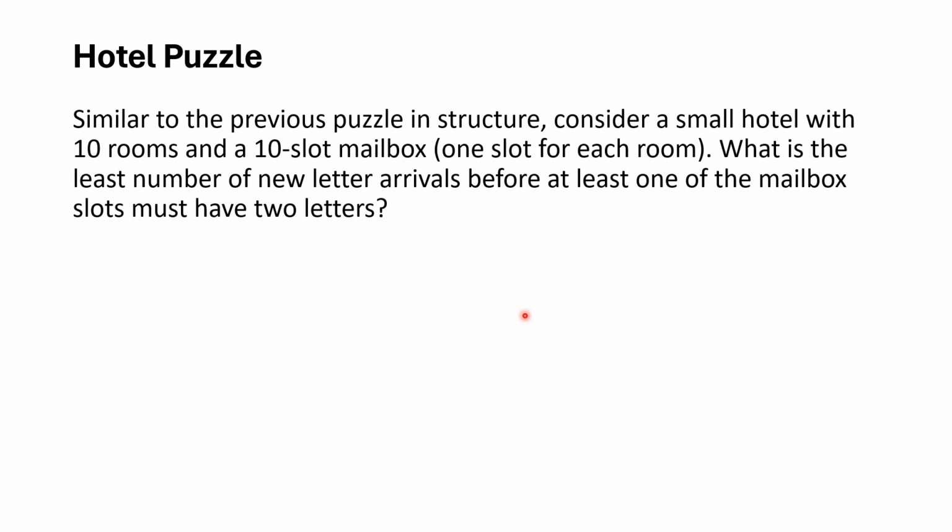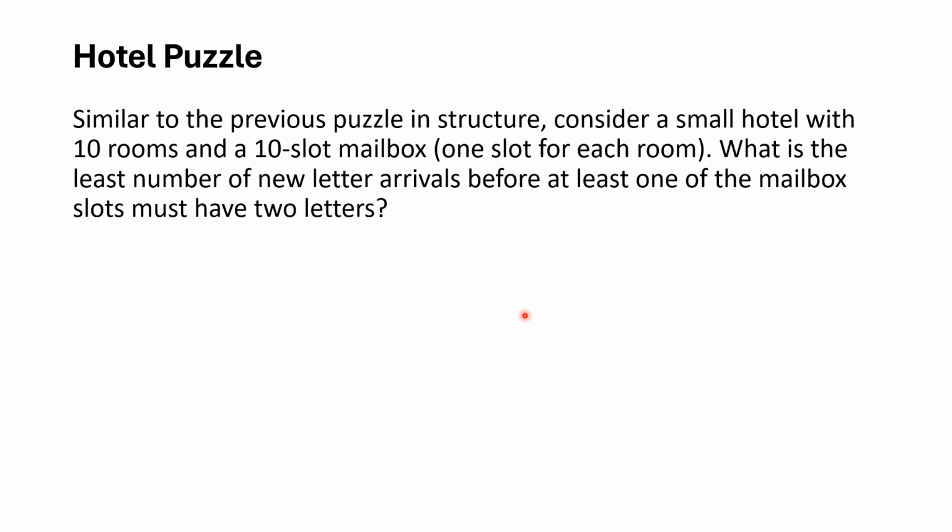Okay, so we can do a worst case analysis to solve this. We envision having 1 letter come in for each of the rooms, so that populates each slot with 1 letter. And then the 11th letter would necessarily need to go into a slot that already has a letter, and that would give us 2 letters in 1 slot. So the answer is 11. That's the least number of new letter arrivals that guarantees you're going to have at least 2 letters in one of the mail slots.